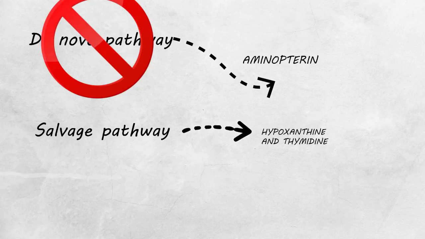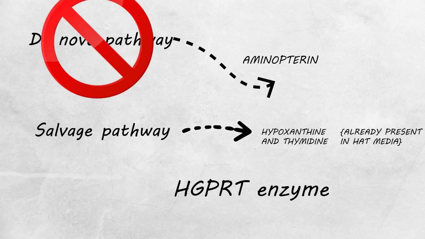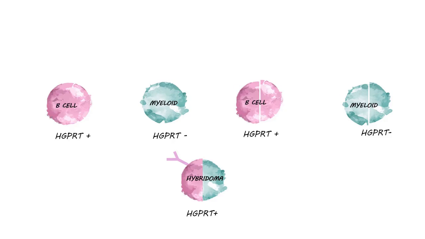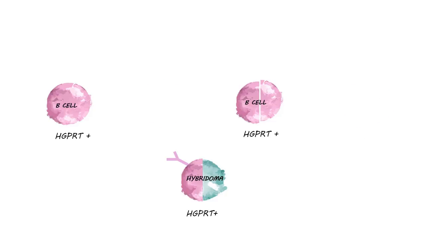The salvage pathway requires three important components. It requires hypoxanthine and thymidine, which are present in the media, and it also requires an enzyme called HGPRT. Now, our myeloid cells do not have the enzyme HGPRT and hence cannot employ the salvage pathway, and hence these will die out. And now the B cells that are present in the medium, as I mentioned earlier, have a very short lifespan and these die out from the medium as well.